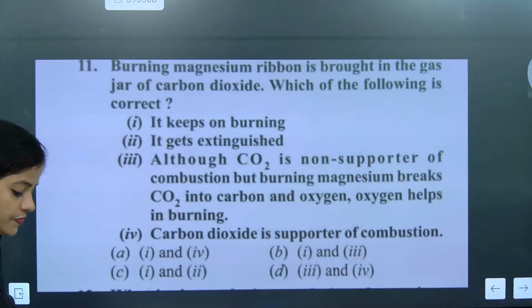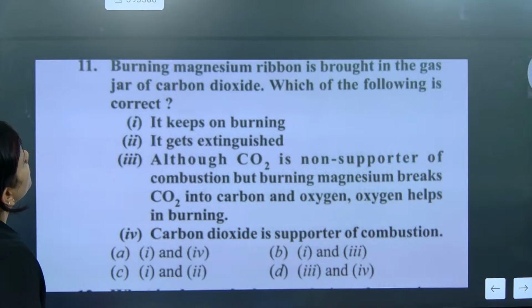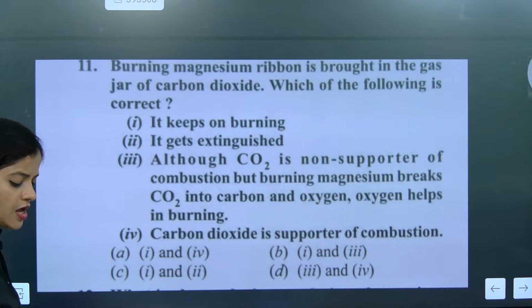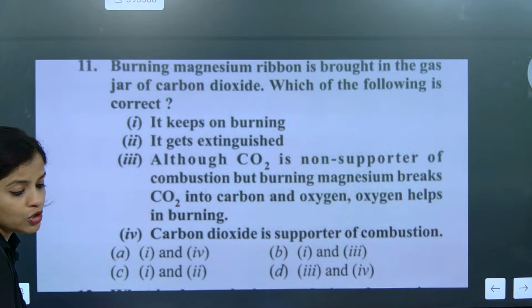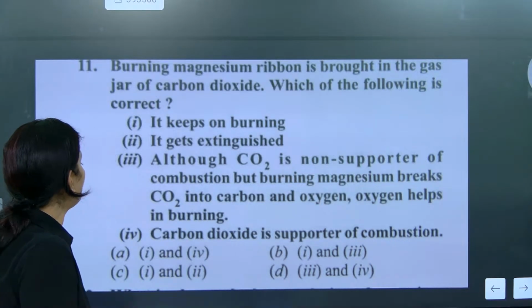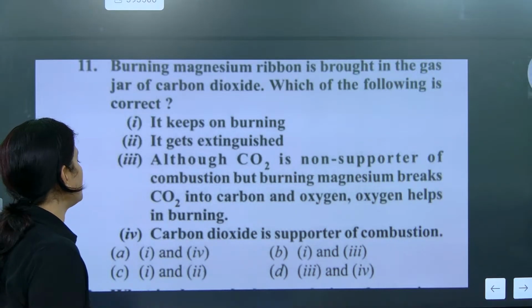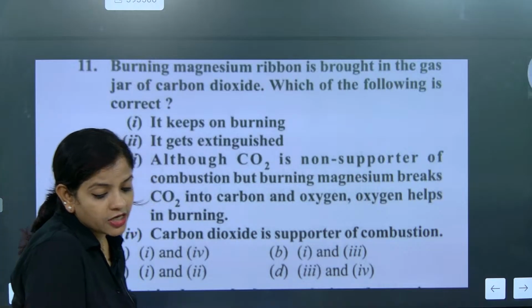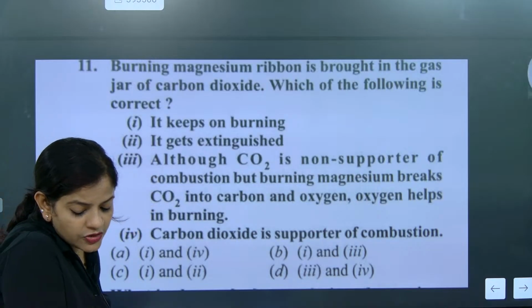Let's see. Burning magnesium ribbon is brought in the gas jar of carbon dioxide. Which of the following is correct? Keeps on burning, it will get extinguished. Although carbon dioxide is a non-supporter of combustion, burning magnesium breaks carbon dioxide into carbon and oxygen. Oxygen helps in burning. The fourth option is that carbon dioxide is a supporter of combustion. Now, any one of the options is correct.